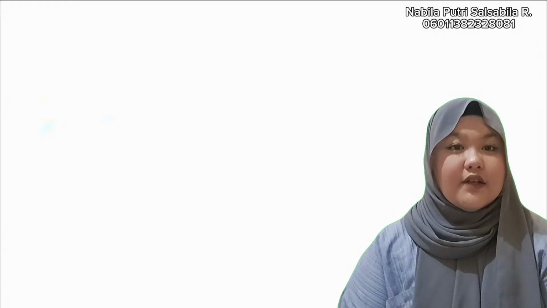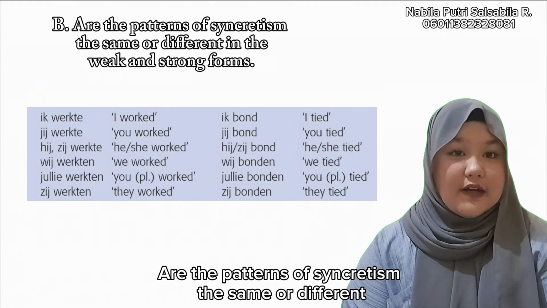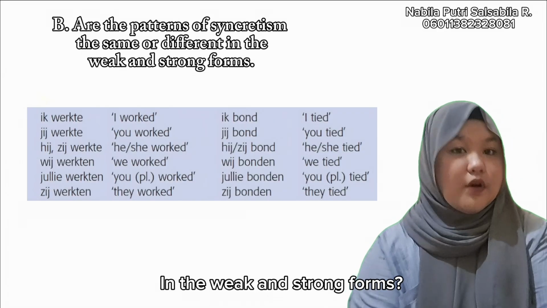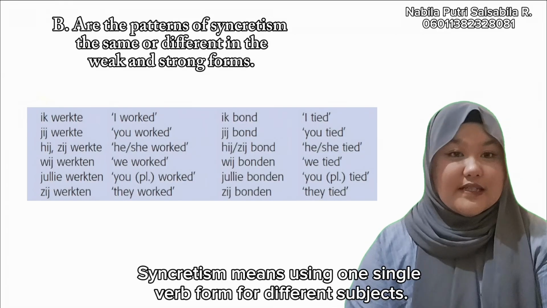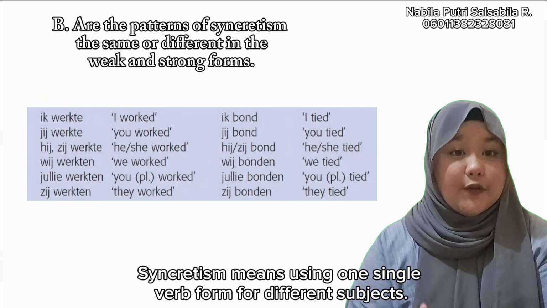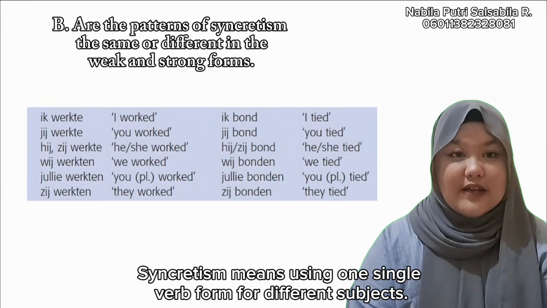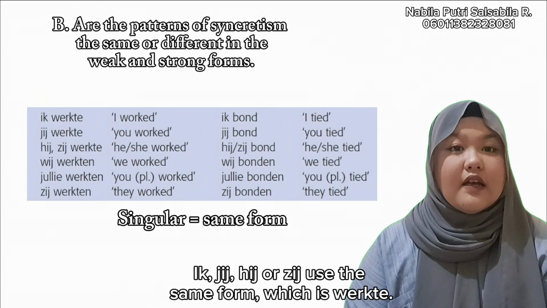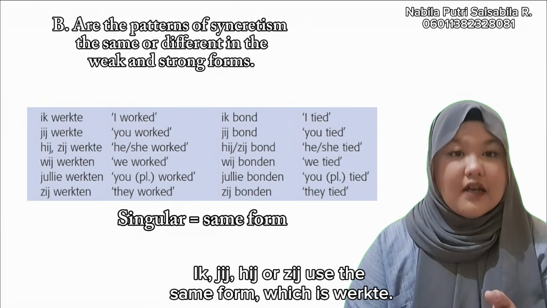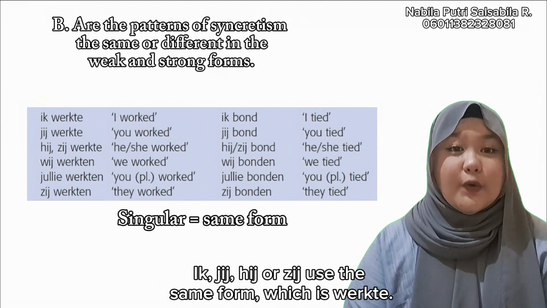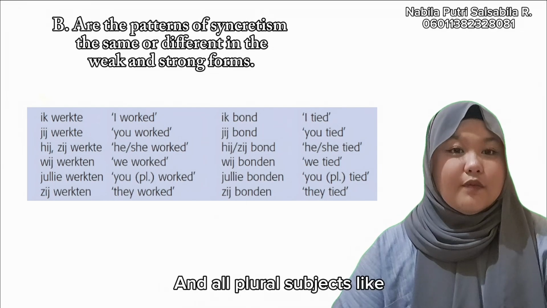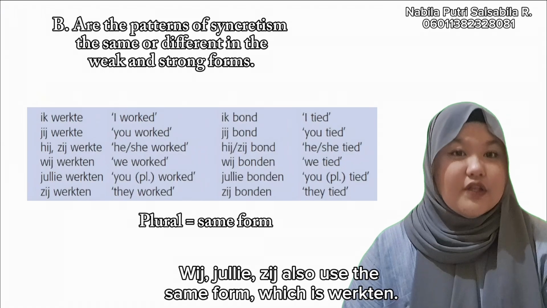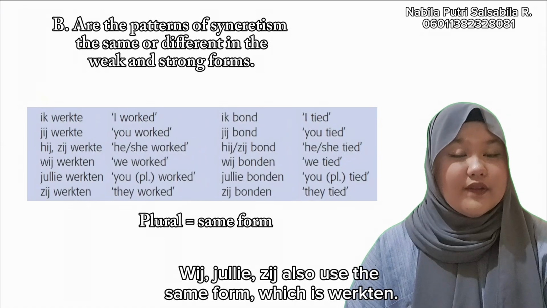Alright, for B, the question is, are the patterns of syncretism the same or different in the weak and strong forms? Syncretism means using one single verb form for different subjects. In the weak verb, all singular subjects like ik, jij, hij, and zij use the same form, which is werkte. And all plural subjects like wij, jullie, zij also use the same form, which is werkten.